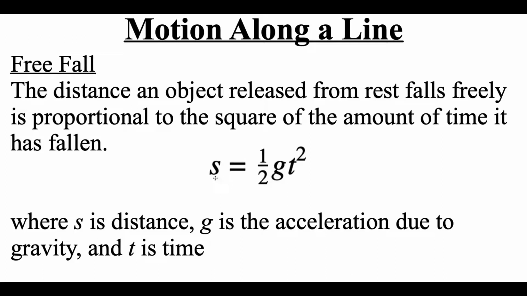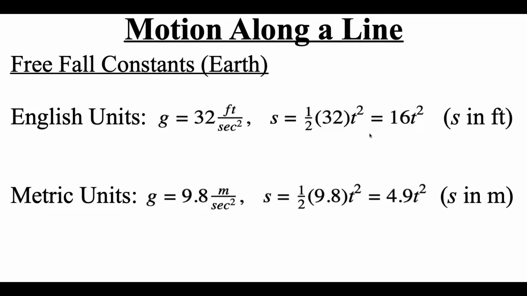So we've got this equation s equals 1/2 gt squared, where s stands for the distance that our object has fallen, g stands for the acceleration due to gravity, and t stands for our time. Now, depending on how we're measuring things, our equations might look a little bit different.